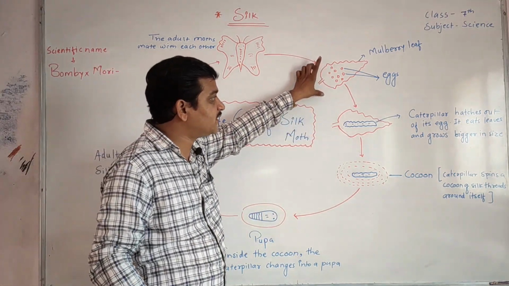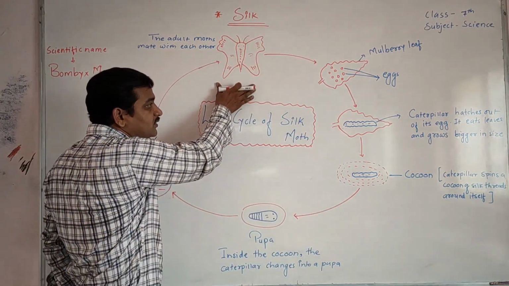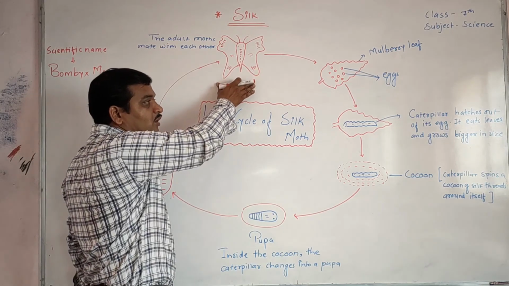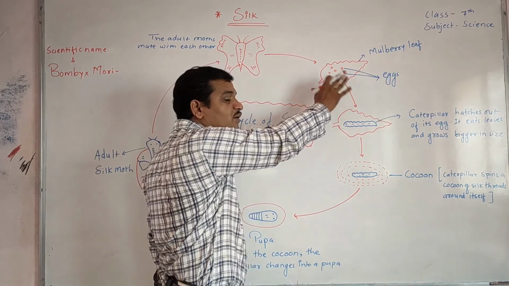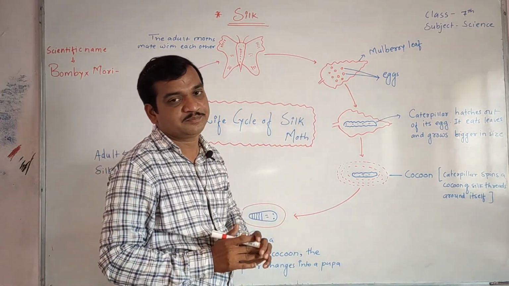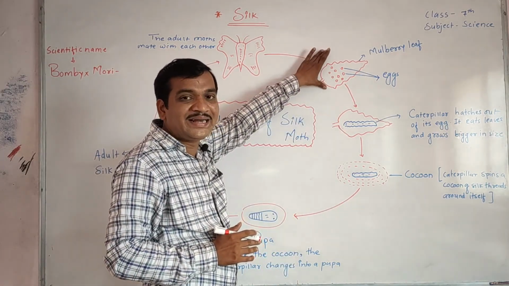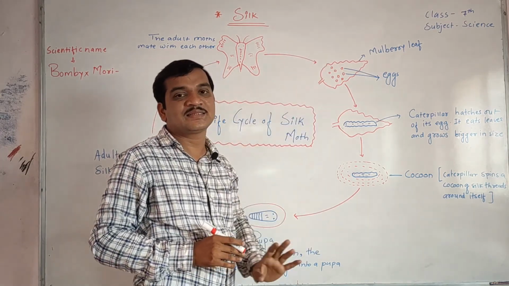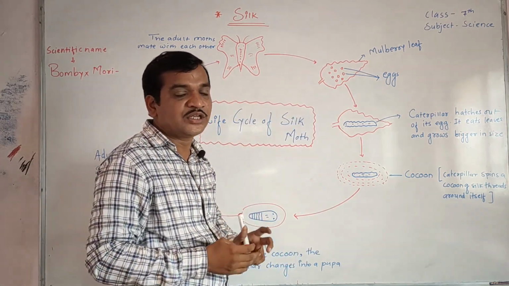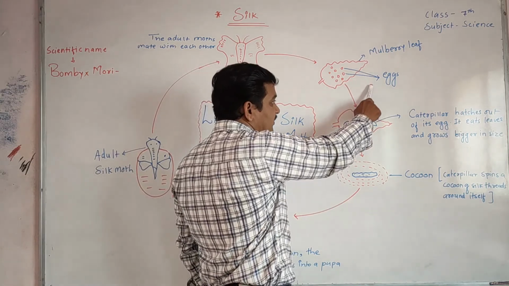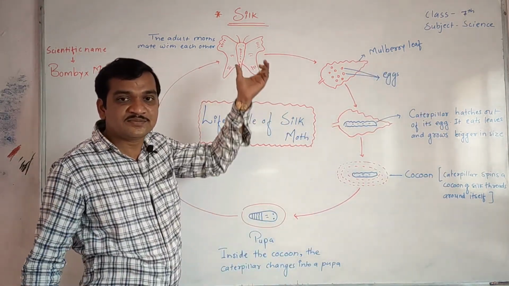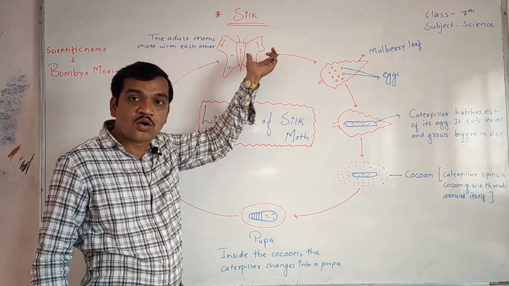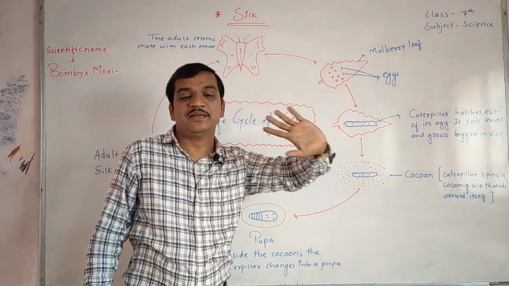Can you see this picture? This is the female moth, friends. The female moth lays hundreds of eggs on the leaves of the mulberry plant. After 20 days, these eggs hatch into larvae. Can you see these eggs? This is the mulberry leaf. So where does the female moth lay the eggs? On the leaves of the mulberry plant.